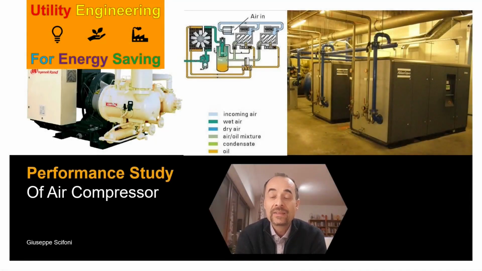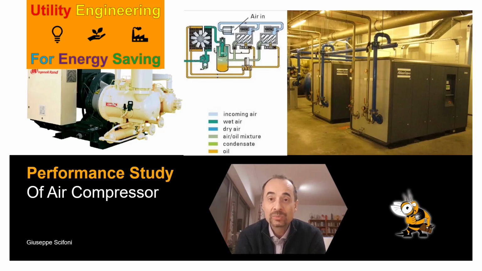Dear colleagues, the lesson of today is dedicated to the behavior of an air compressor. Our task is to understand what electrical power depends upon and which parameters are to be changed for efficiency optimization. The compressors we are going to see are of two types, the centrifugal and the screw ones.